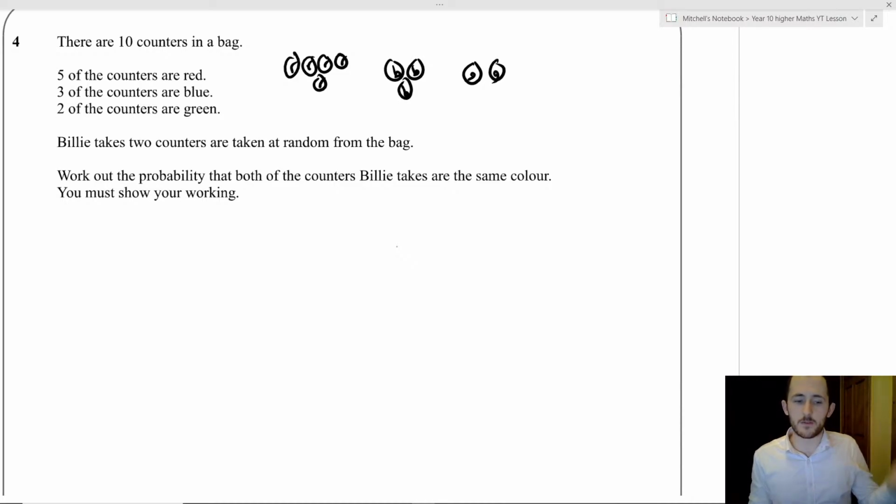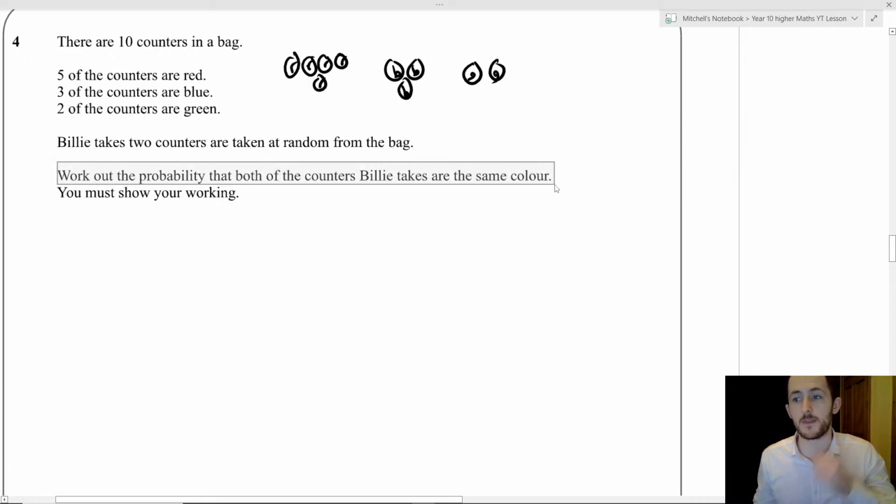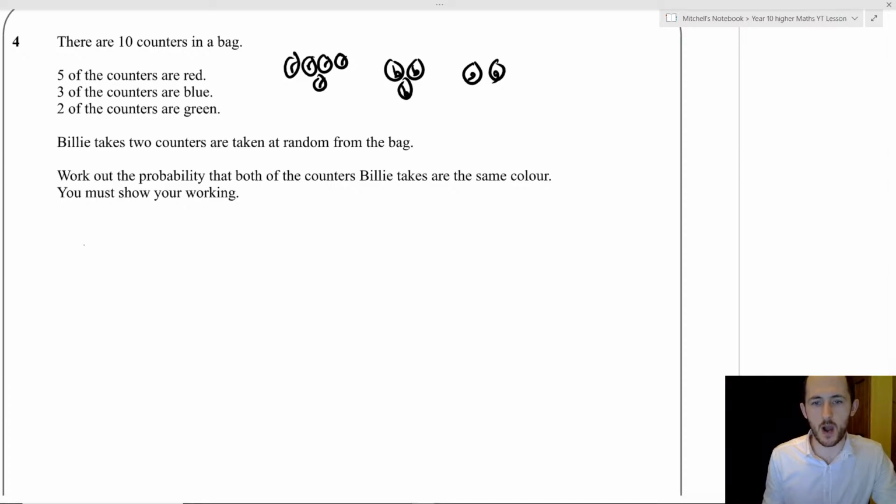Again, if you want, we can do a probability tree, but it's going to be a pretty big tree. But Billy takes 2 counters at random from the bag. Work out the probability that both of the counters are from the same colour. Good. So either it's 2 reds, or it's 2 blues, or it's 2 greens. Fairly standard, I think.